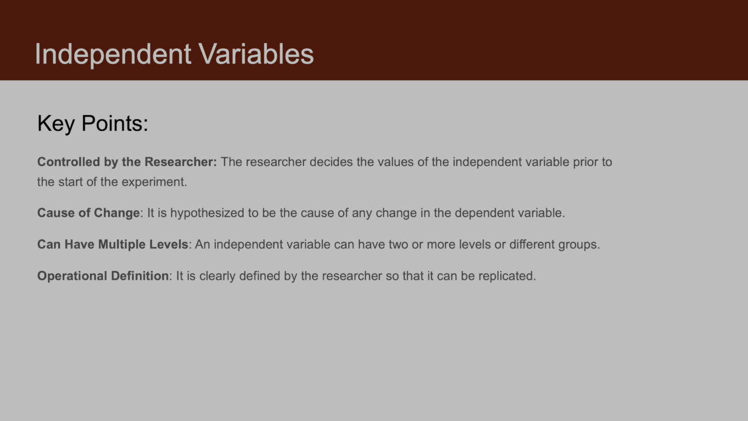Key points you must know about the independent variables. First, it is controlled by the researcher, as the researcher decides the value of the independent variable per the experiment or the investigation. Second, it causes change. It is hypothesized to be the cause of any change in the dependent variable. Third, the independent variable can have multiple levels, two or more levels or different groups. And finally, the operational definition of the independent variable. The researcher should define this independent variable in the methods section of any paper or research.